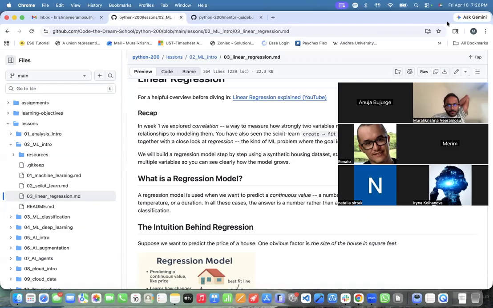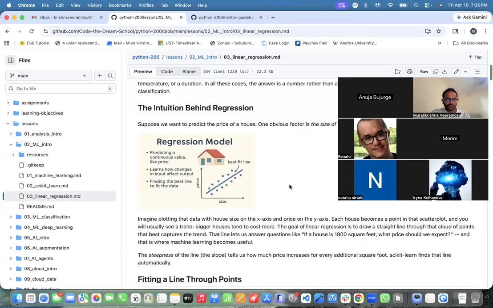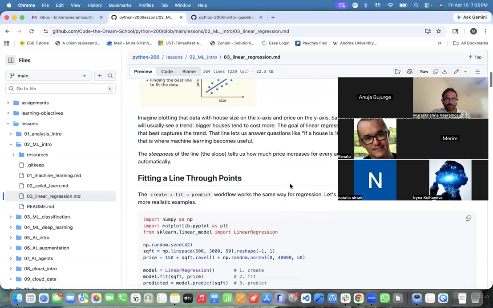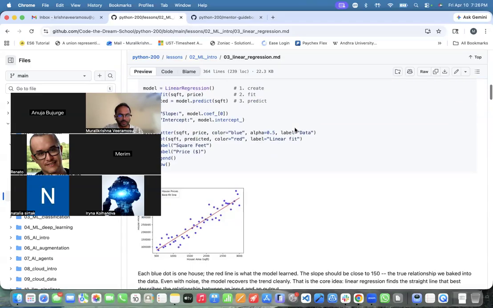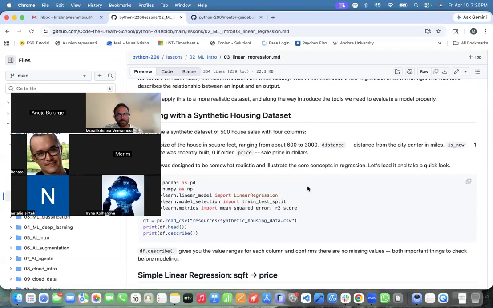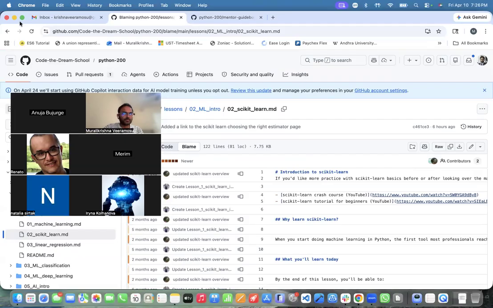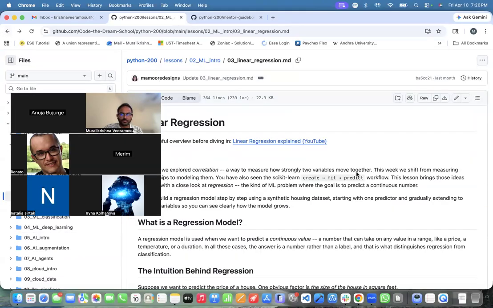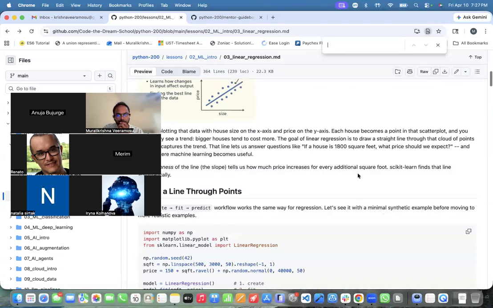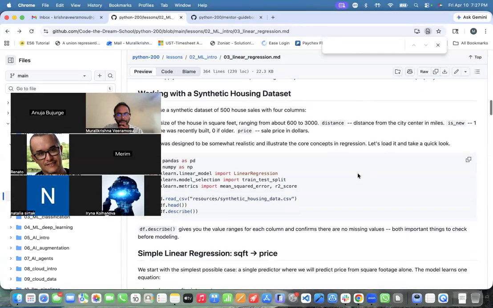As I said, in the linear regression, the formula is, let me pull the formula here. Let's see.